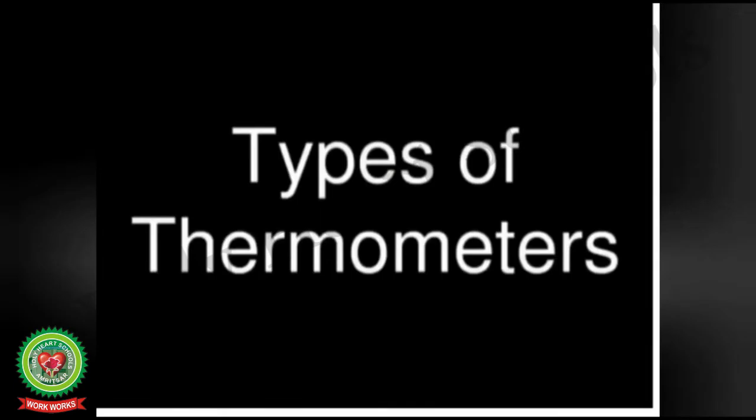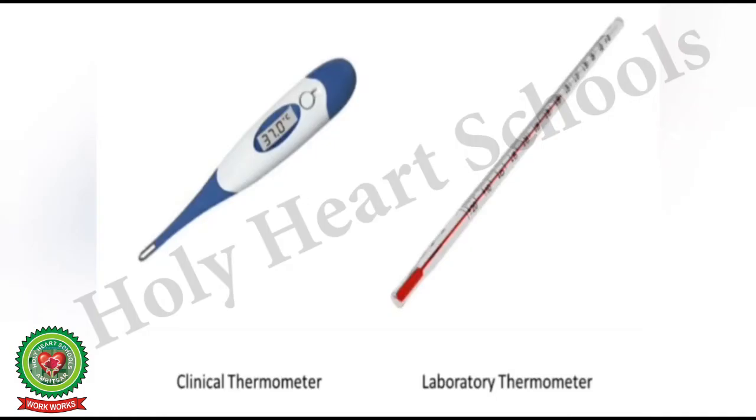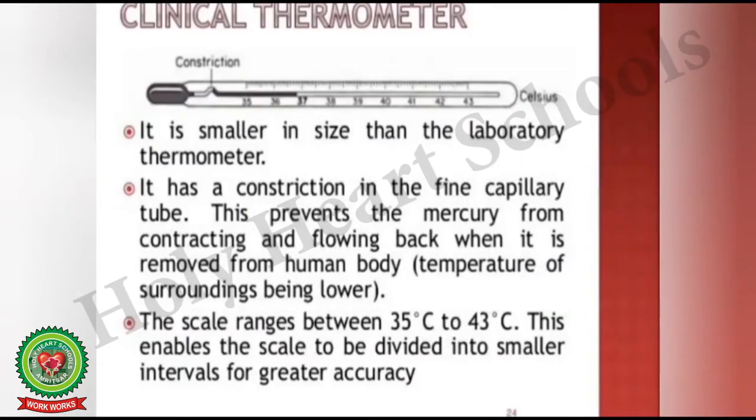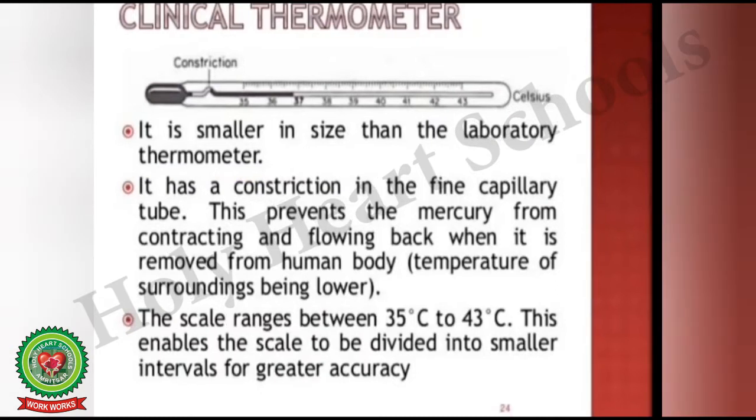Children, next is types of thermometers. There are two types of thermometer: clinical thermometer and laboratory thermometer. Clinical thermometer. It is smaller in size than the laboratory thermometer. It has a constriction in the fine capillary tube.